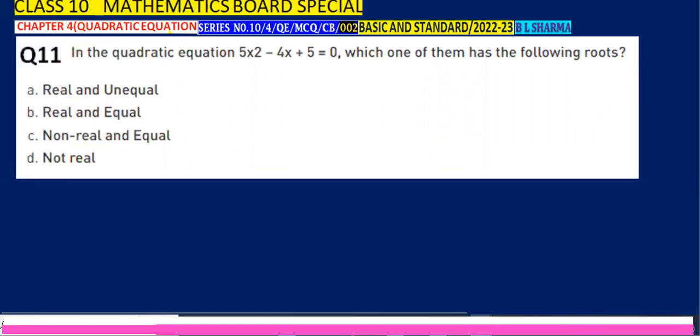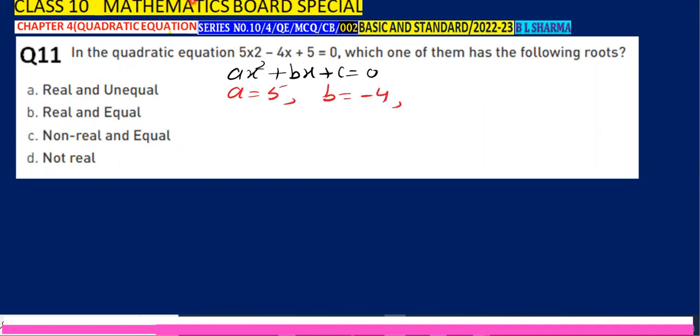Question number 11. In the quadratic equation 5x square minus 4x plus 5 is equal to 0, which of the following are its roots? So when we compare with ax square plus bx plus c is equal to 0, here a is 5, b is minus 4, and c is 5.